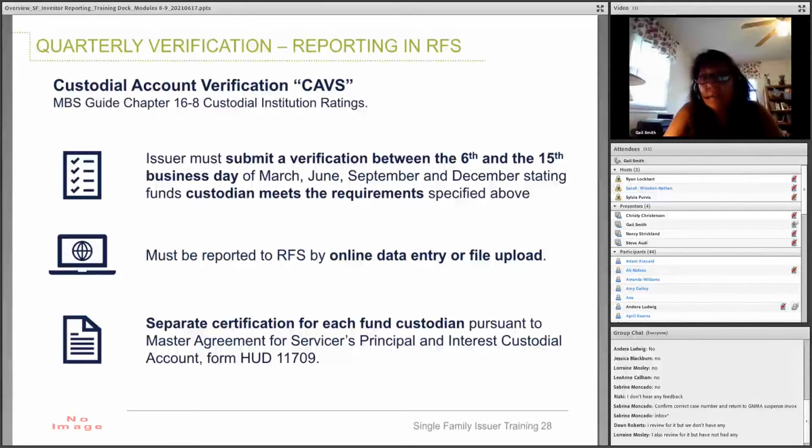Raise your hands if you have a reminder for this in your electronic calendar. Issuers must submit a verification between the 6th and 15th business day of March, June, September, and December, stating funds and custodian meets the requirements specified above.